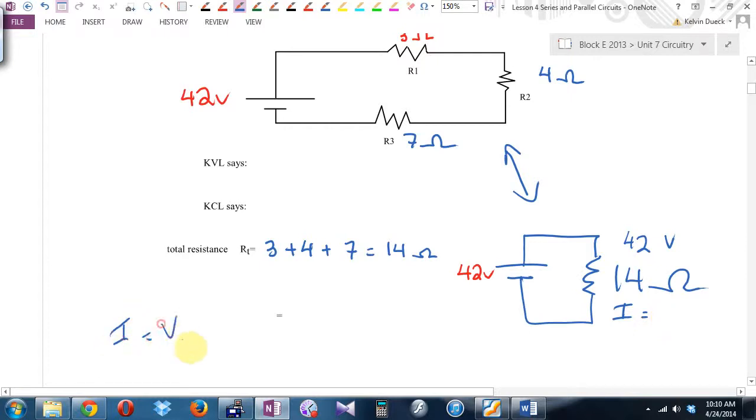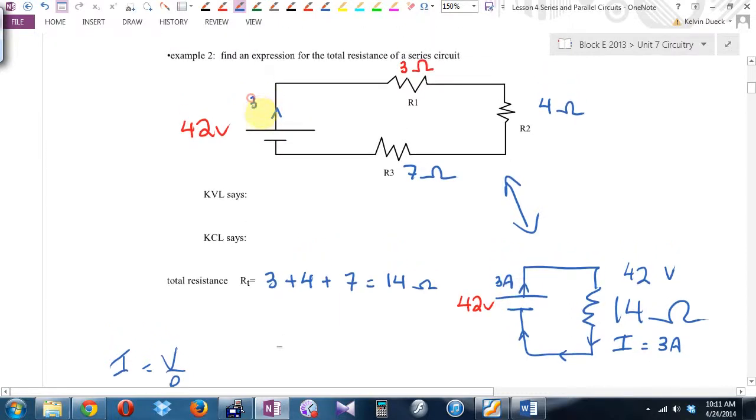I equals V over R. What's the current flowing through that resistor? 3 amps. Why is that so nice? Isn't that the current flowing right there? And that is not virtual. That's total current. Now let's go back to our original circuit. 3 amps is leaving the chairlift. How many amps going through R1? 3 amps. How many volts do we lose going through R1? Do the math.